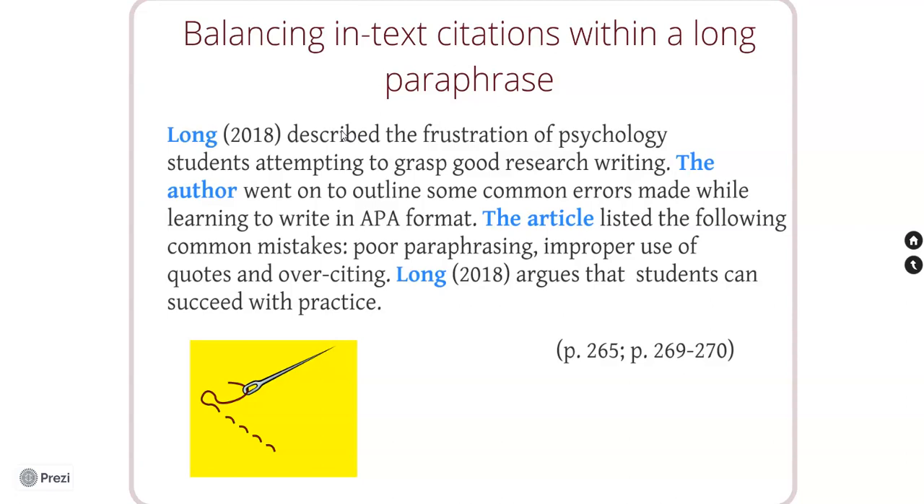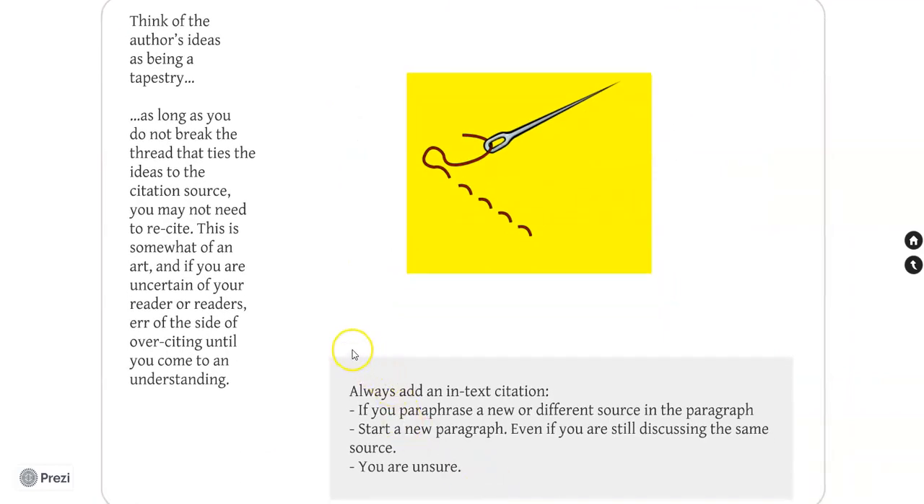Now, throughout the rest of the paragraph, instead of having to put an in-text citation on every single line, what you can kind of do is sew a thread and maintain that connection. And as long as that connection is clear to your reader that you're still talking about the same source, you may not have to recite. So, for example, Long 2018 described. The author went on to outline. The article listed the following common mistakes. So you can see we're still maintaining that tie to that original in-text citation without having to do that at every single line. Now, if you're unsure, always err on the side of overciting rather than underciting, because underciting can be considered plagiarism.